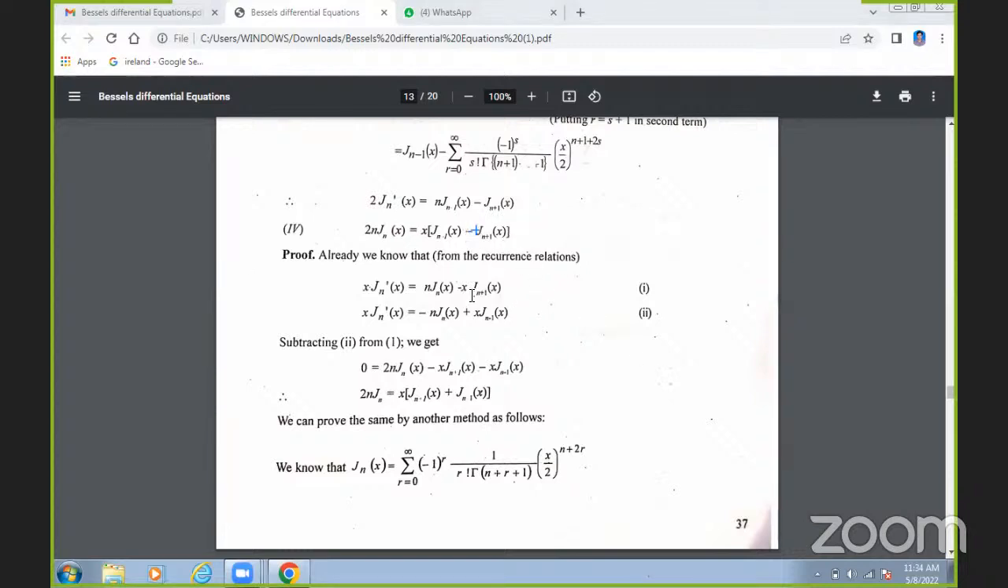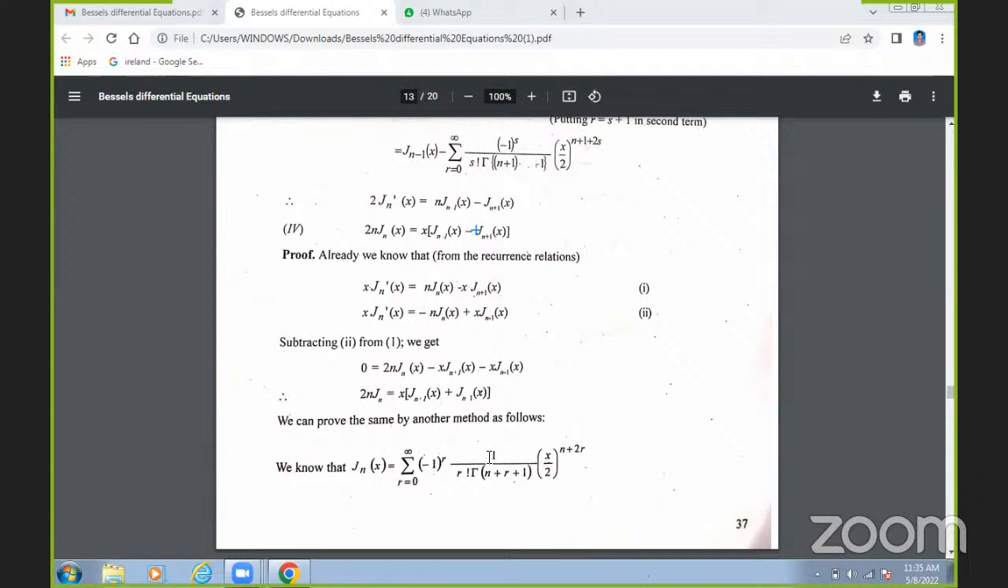Okay. So in order to prove this recurrence relation, we already have these two recurrence relations. That is, x J dash n of x is equal to this value, and this x J dash n of x we can also write as this one: minus n Jn of x plus x Jn minus 1. So from these two equations, we simply subtract 2 from 1, and we get this simple result. So this is the fourth recurrence relation we have.